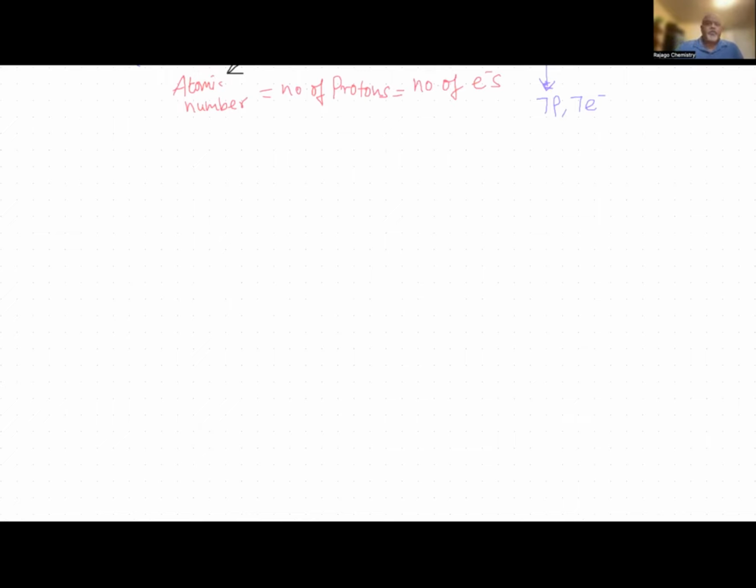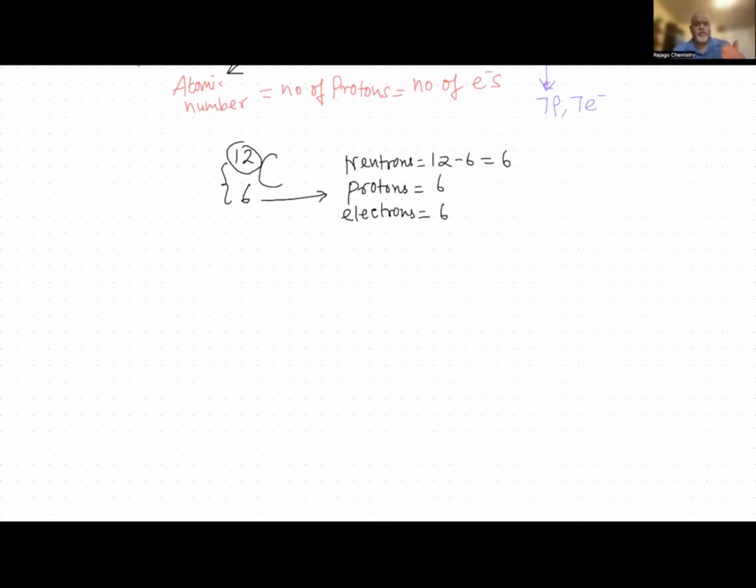If you take carbon as an example one more time, carbon 6, 12. So now we know that you have 6 protons and 6 electrons. To find the neutrons, it is 12 minus 6, which is 6 here. It comes out easy, but it is not going to be the same in many cases.